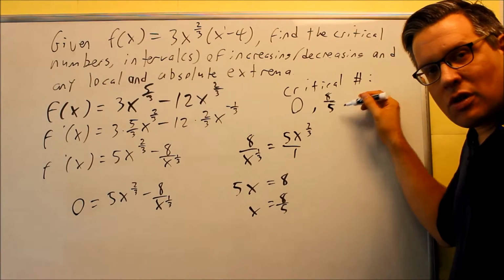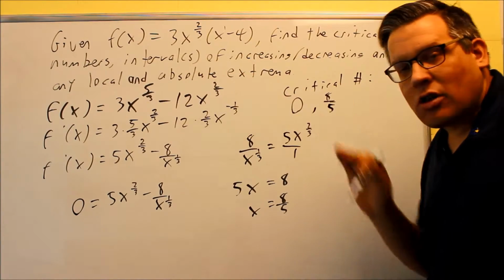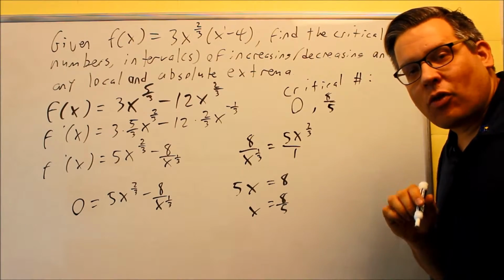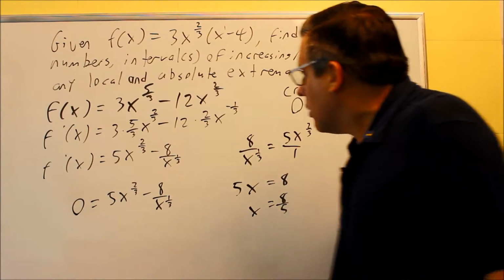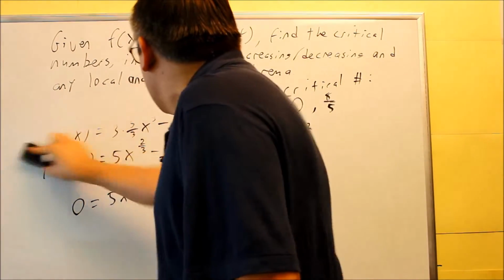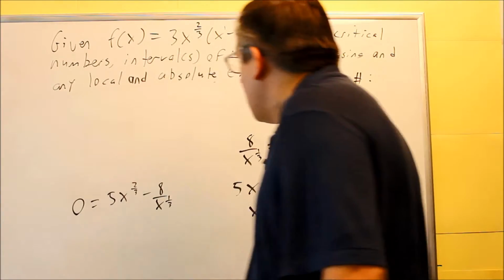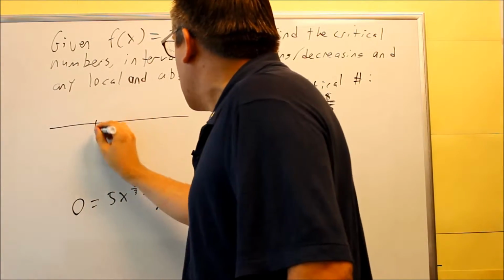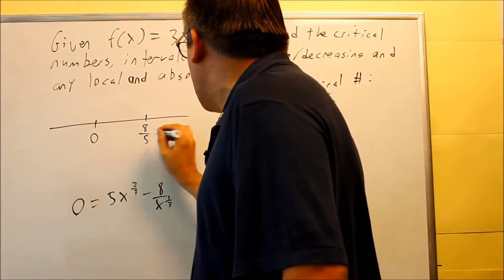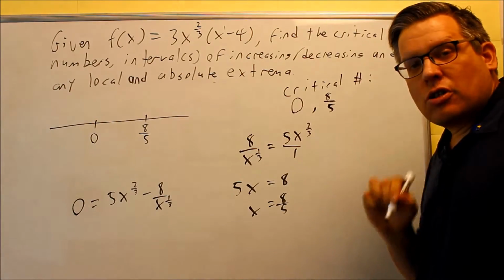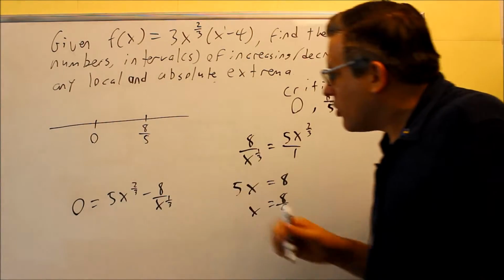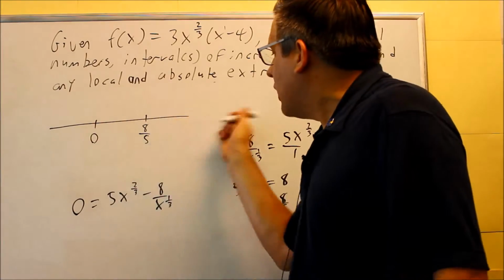The next thing we want to do is put these onto our table, and then we need to look for increasing, decreasing, and the local extrema there. Okay, so we'll put this on a number line. Got 0 and 8/5 here. Make sure you pick the correct test numbers for each. Now notice that these are open-ended.